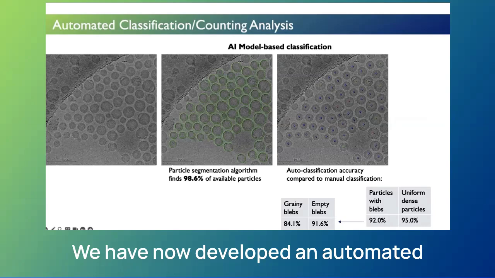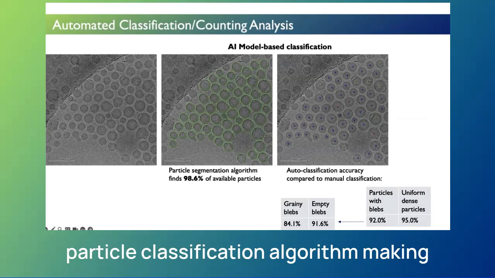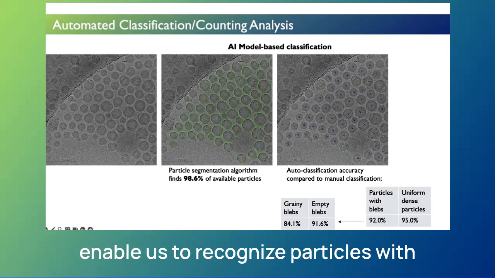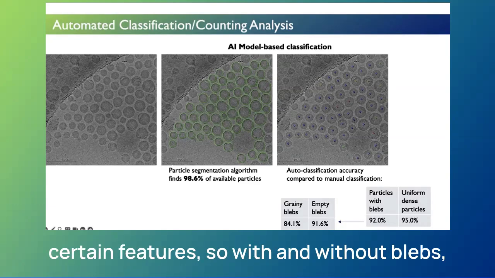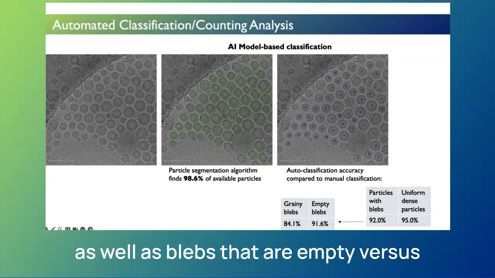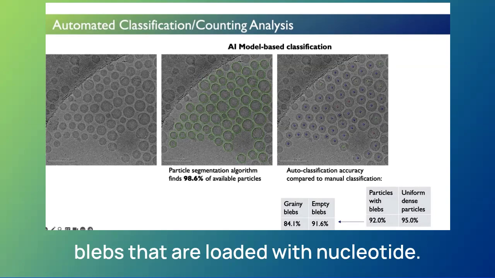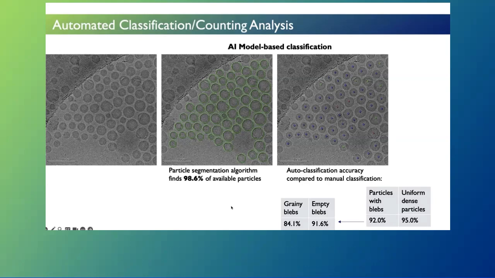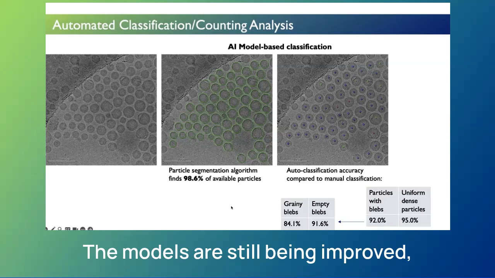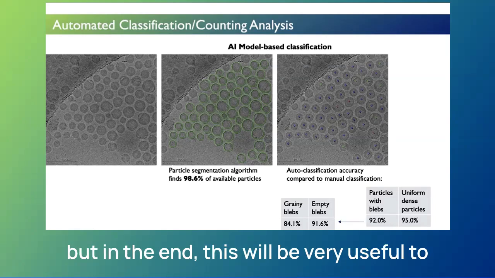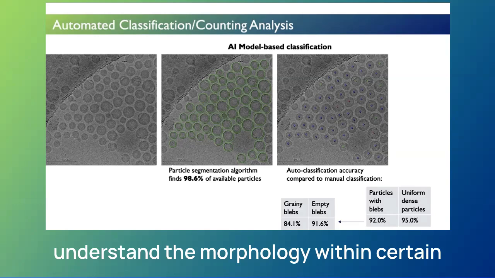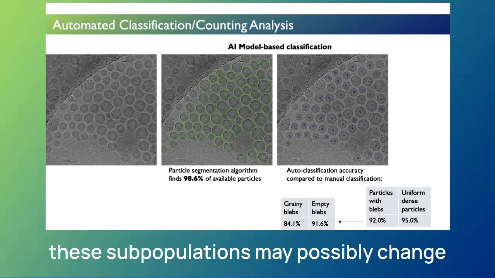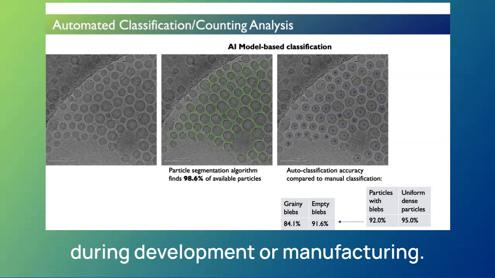We have now developed an automated particle classification algorithm making use of computer vision techniques that enable us to recognize particles with certain features, so with and without blebs, as well as blebs that are empty versus blebs that are loaded with nucleotide. We can currently do that with at least 90% accuracy. The models are still being improved, but in the end, this will be very useful to understand the morphology within certain size populations of particles and how these subpopulations may possibly change during development or manufacturing.